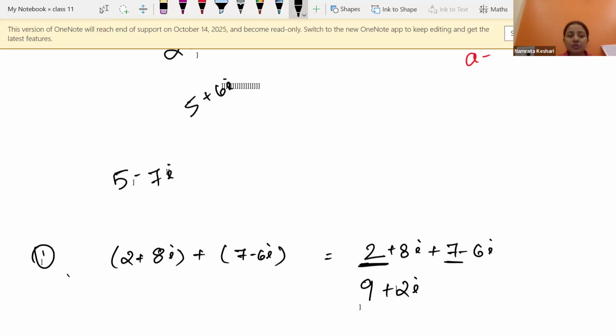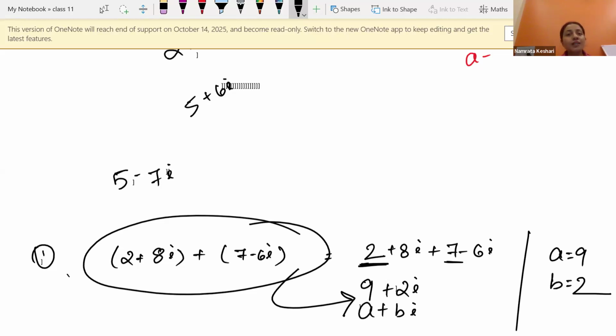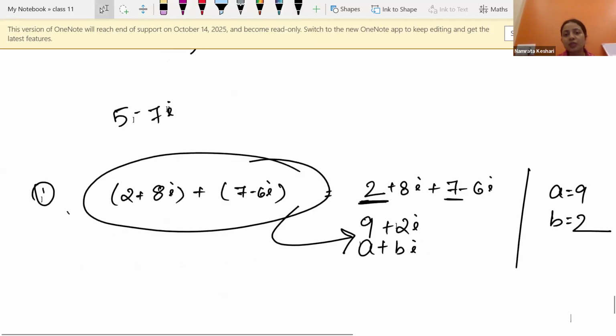This way we are trying to simplify the given expression and write it in the standard form of the complex number. 9 plus 2i, we are done with the standard form, that is a plus bi. If anybody asks what is a, what is b, we will say a value is 9 and b value is positive 2. Now what is I, that I had explained in the last class, Manvi. So let's continue from here.